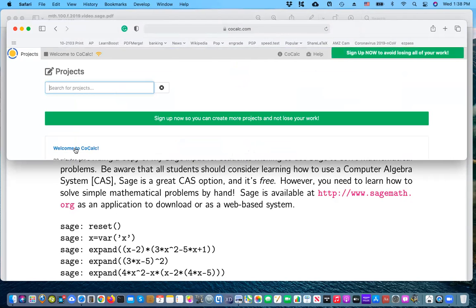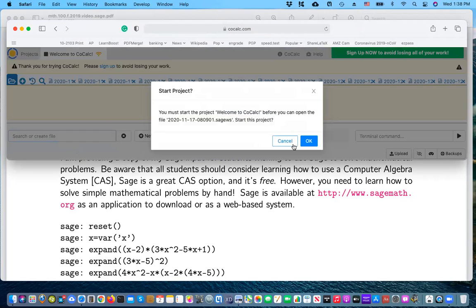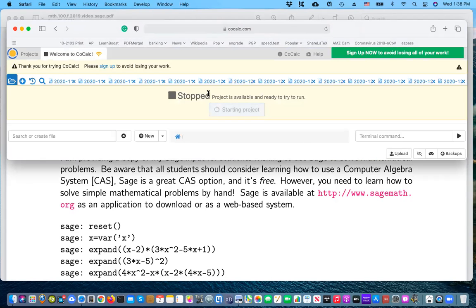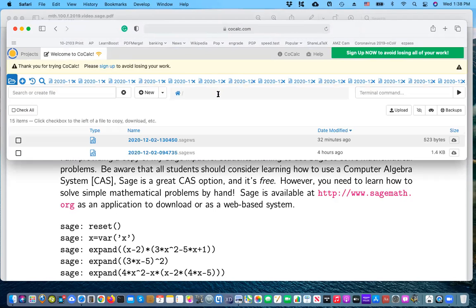All right. So what I'm going to do is, welcome to CoCalc. Not a bad product. Start a project. Yeah, I think I want to start a project. It's starting now. It's loading up the system. Don't be discouraged if it takes some time. This is working off of somebody else's computer, not my computer, not your computer.